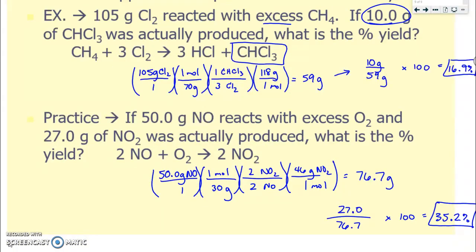Here's the work for that practice problem. So I went through and I did my mass. I converted my NO into moles, used my balanced equation 2 to 2, converted into the NO2. I get that I should be able to produce 76.7 grams. And then I use my percent yield. I take the 27 grams, which was actually produced, divided by the number I just calculated, times 100, to get 35.2. This concludes Unit 2.